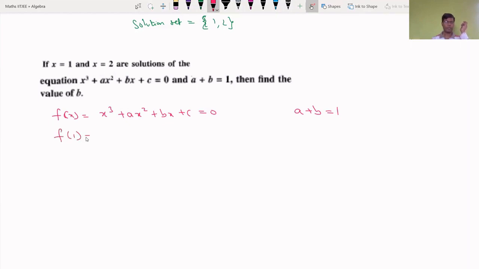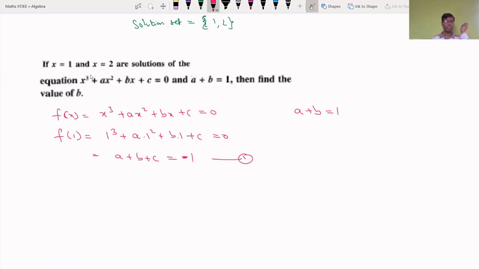I can write f of 1 is equal to 1 cube plus a times 1 square plus b times 1 plus c is equal to 0, which is nothing but a plus b plus c is equal to minus 1. So this is my first condition which I have in terms of a and b.